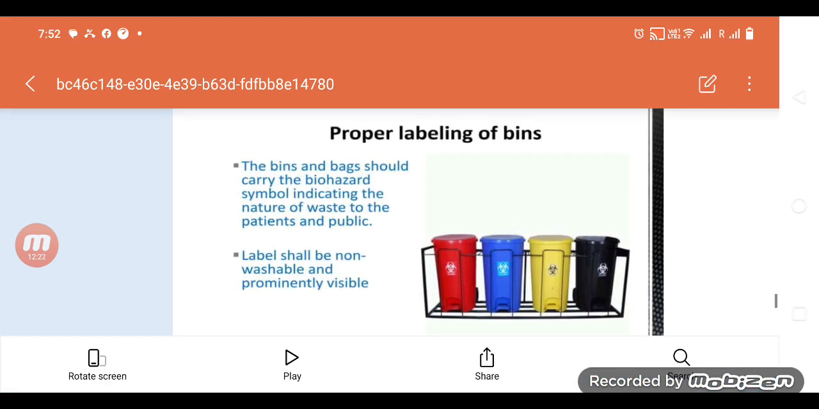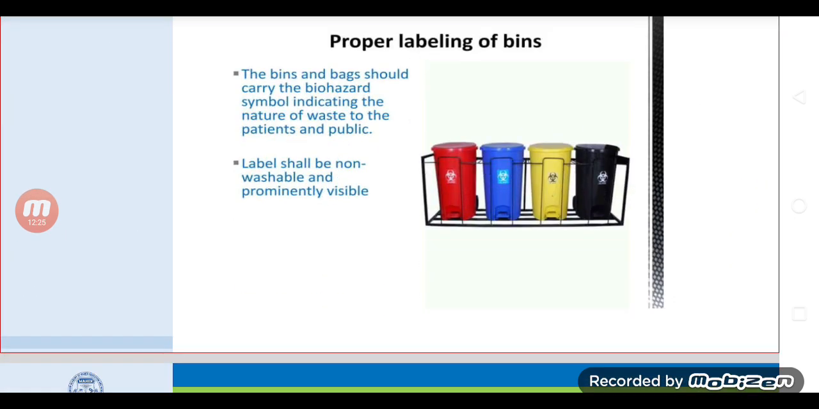Even in the bins, we have to properly label the bins. The bins and bags should carry the biohazard symbol indicating the nature of waste to the patients and public. Labels shall be non-washable and prominently visible. You can see all these color coding bins already have their proper biohazard symbol. So in each and every hospital or clinic, we must have these properly labeled bins. Then only we can properly dispose the waste too.